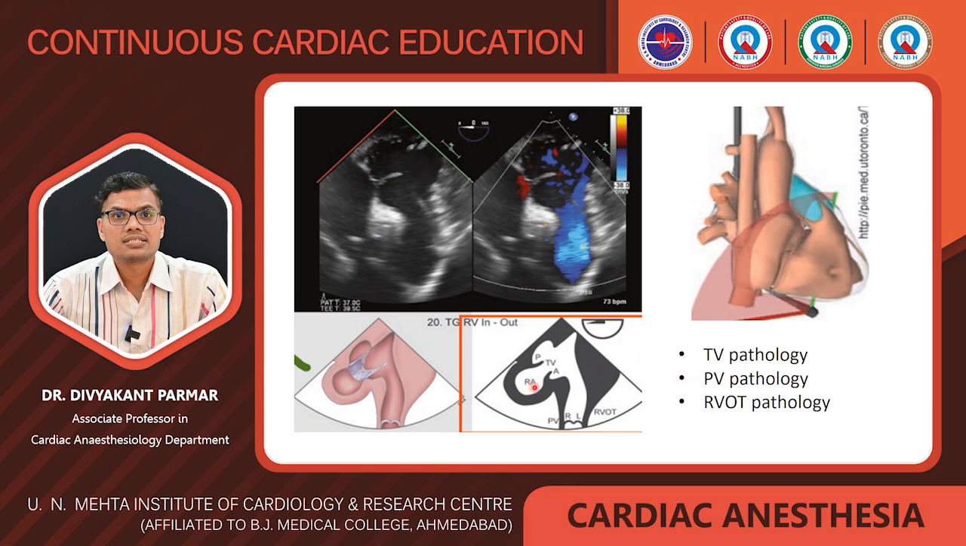The structures visualized are the right atrium, right ventricle, and the RVOT pulmonary valve. So this is the anterior structure. This is the anterior leaflet, and this is the posterior leaflet of the tricuspid valve. And this is the left and right cusp of the pulmonary valve. By putting color Doppler, we can also detect any pathology of the tricuspid valve or the pulmonary valve.